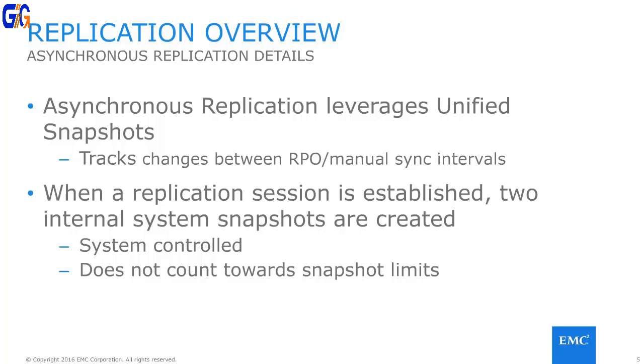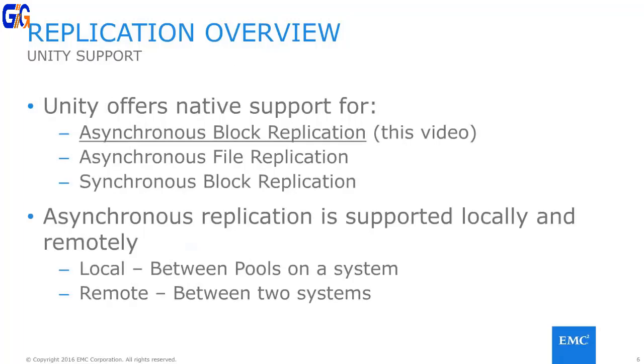Asynchronous replication leverages Unity's Unified Snapshots technology for tracking changes to the source resource between sync intervals. When a replication session is established, two system snapshots are created on the source and destination storage resources. You will see these snapshots in Unisphere, but they are not user modifiable and do not count towards snapshot limits. The snapshots are refreshed and updated during each RPO interval to keep the source and destination resources in sync.